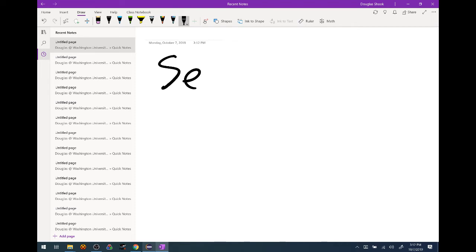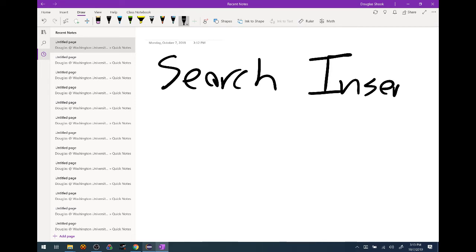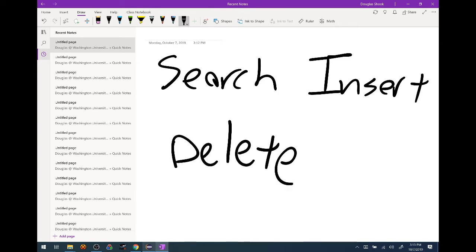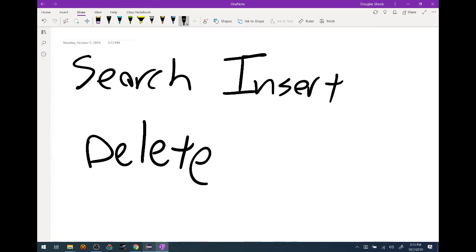I've got search, I've got insert, and I've got delete. And so I'd like for you to take a few moments and talk to your neighbors about this, and for each of these 3 categories, recall the algorithm that we went through in class.